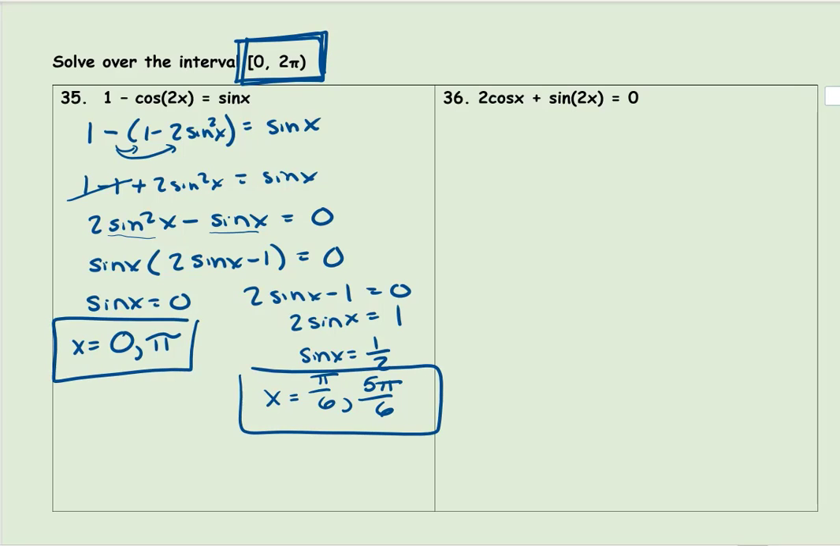Now I just want to point out that if you had just divided both sides by sine, you would have actually missed out on these 2 answers right here. You would not have had the full answer.